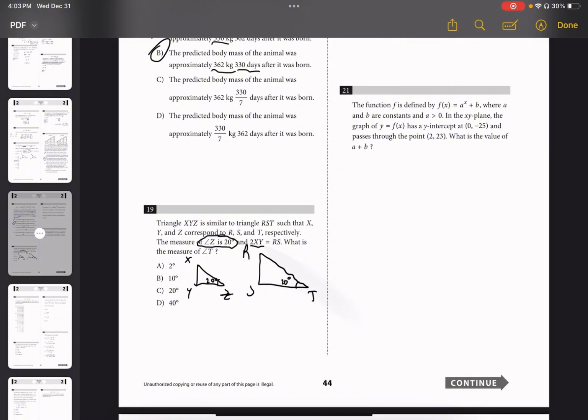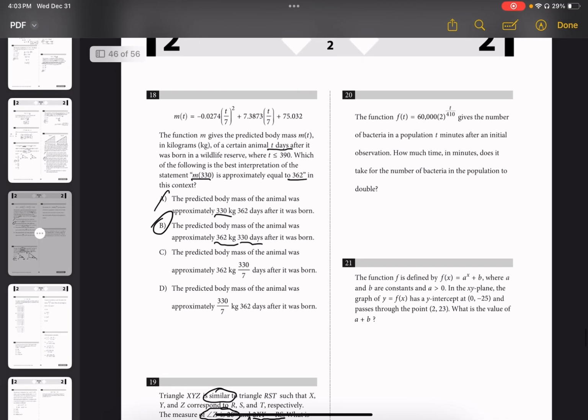Now, this statement here is really unnecessary. It's just saying that the side length of XY is half of that of RS. So we just know that even though the triangles are similar, so they're going to have the same angles, this triangle on the right is going to have double the side length for each of its sides. So the answer here is simply just C, 20 degrees.